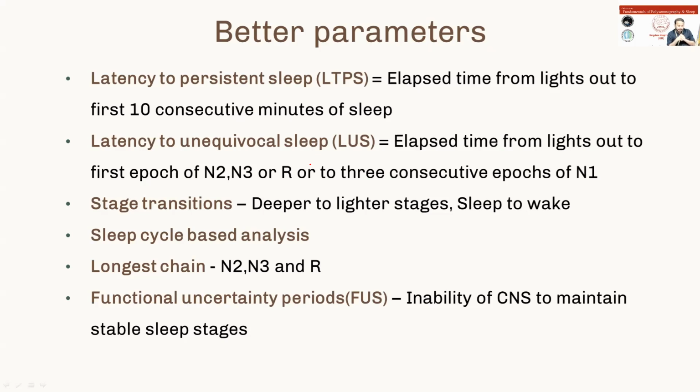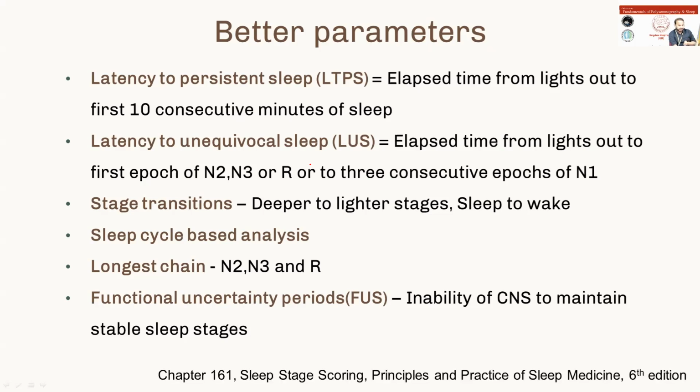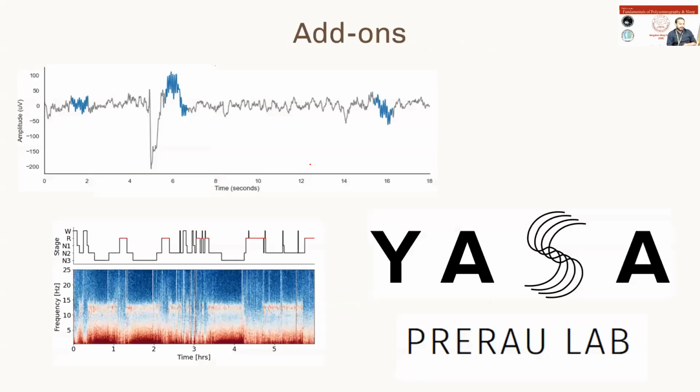And apparently there is this paper from Conte et al., where they talk about how, when people age, the functional instability periods increase. So there are some people who still have a very good sleep efficiency, but their periods of functional instability become more and more, right? All these things are mentioned in chapter number 161 in the Principles and Practice of Sleep Medicine. And for the conventional way in which we do sleep analysis, nowadays we have so many improved tools and methods. So one is we can run some automated analysis.